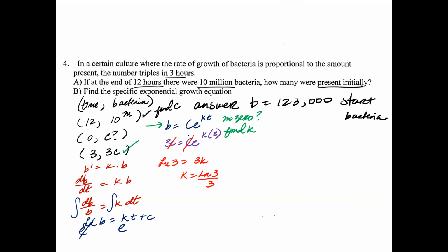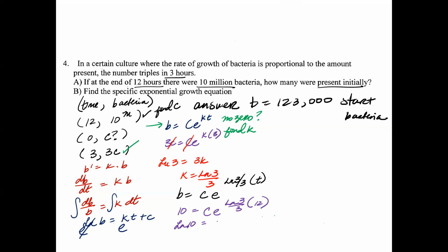So looking at this part here, rewrite your equation. B is equal to CE to the K, and K is ln 3 divided by 3 times T. So let's plug it in. Your B is going to be 10 million equals CE to the ln 3 divided by 3 times T. T is 12. And you're going to go ahead and do the ln on both sides, which will cancel the E on this.